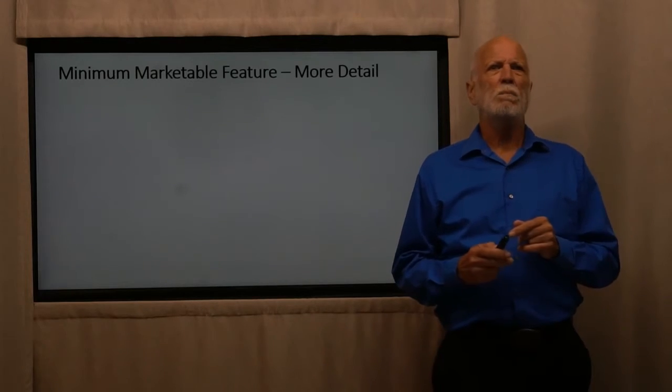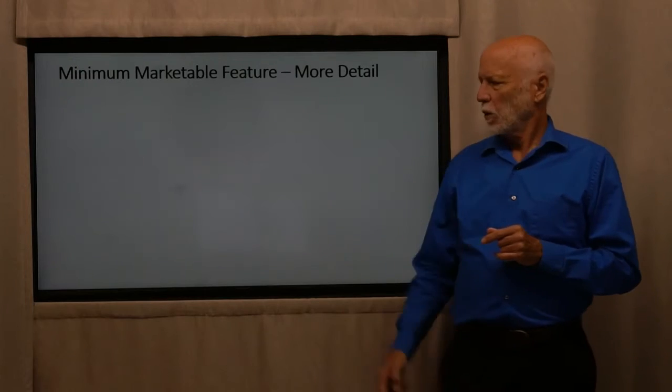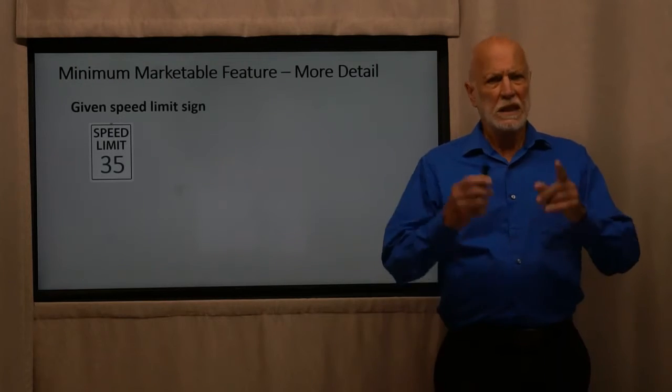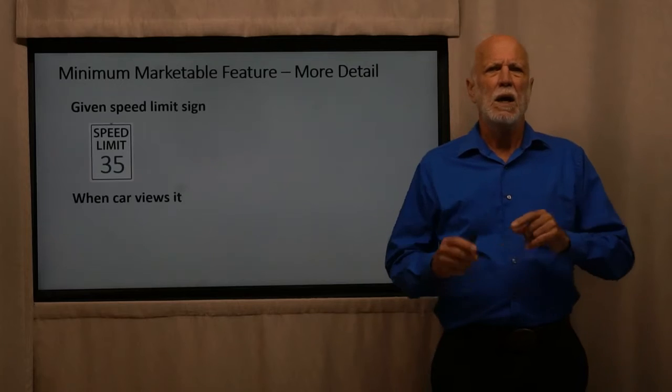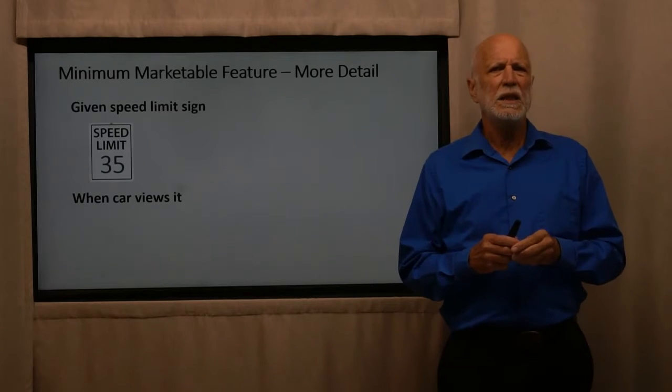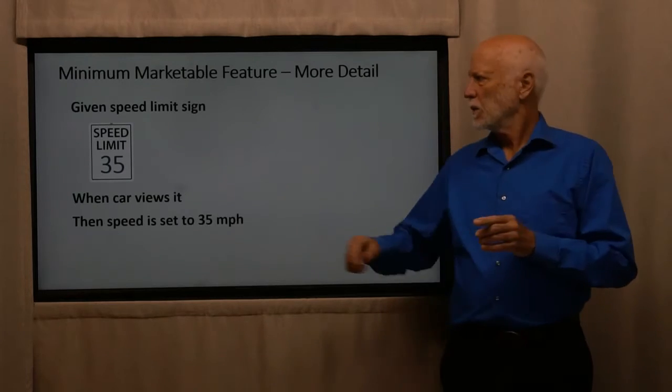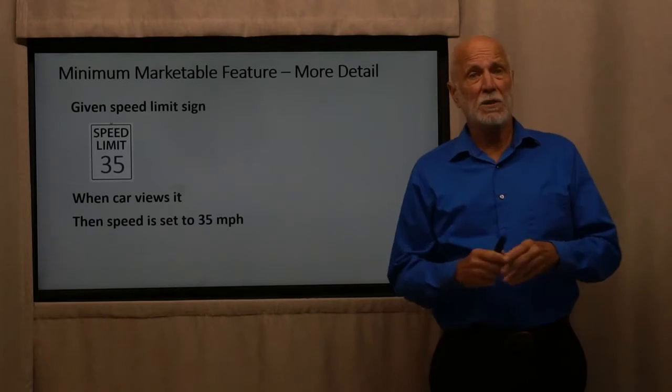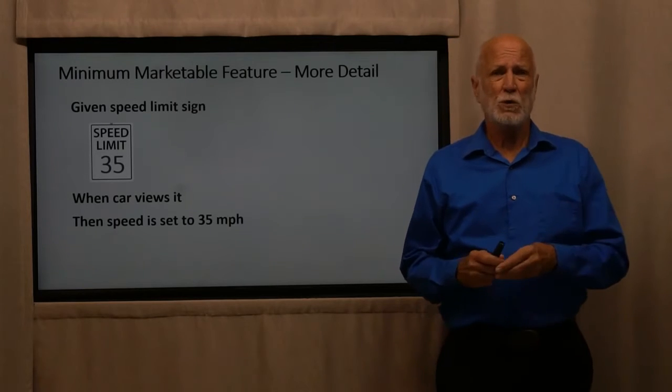what's our minimum marketable feature? Here's a little more detail. Well, given a speed limit sign, when the car sees it, then we set the speed limit to 35 miles per hour. Pretty straightforward.